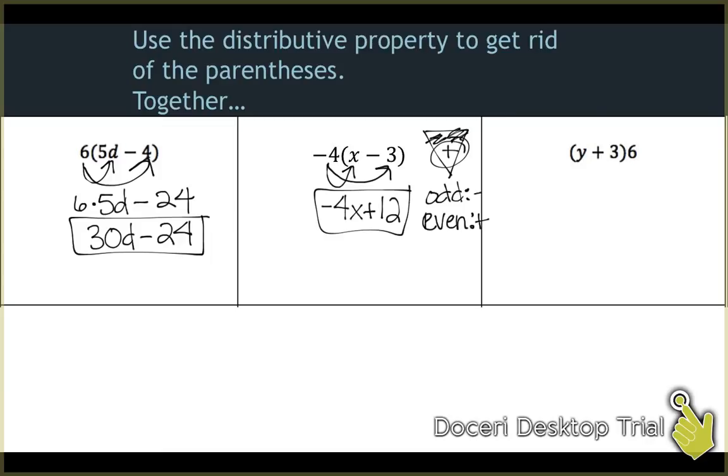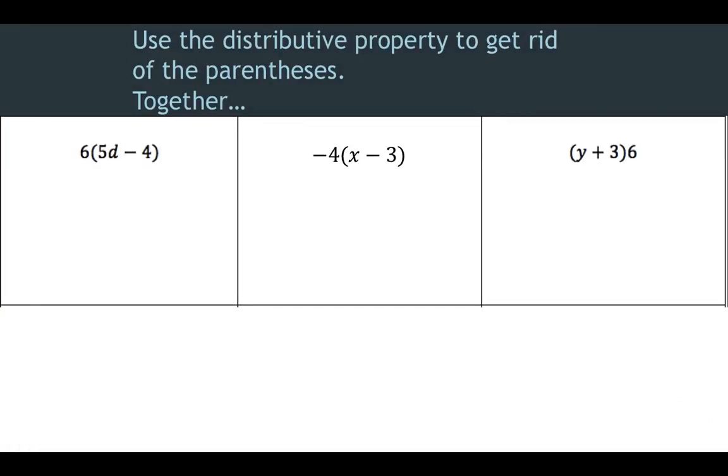Alright, let's look at this one. Y plus 3 in parentheses times 6. Well, that looks a little bit different. Well, we can still distribute the 6 into the parentheses. So 6 times 3 and 6 times y. Well, 6 times y is 6y, and 6 times 3 is 18. And that's all we do. Let's try some more difficult ones.